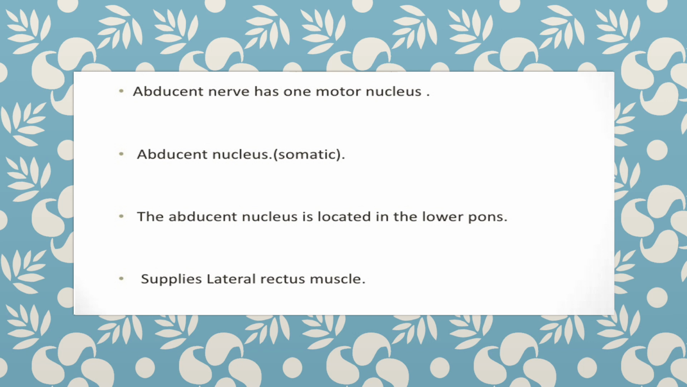Abducent nucleus is the motor nucleus. This nerve is purely somatic motor. The nucleus is located in the lower part of the pons and supplies the lateral rectus muscle.